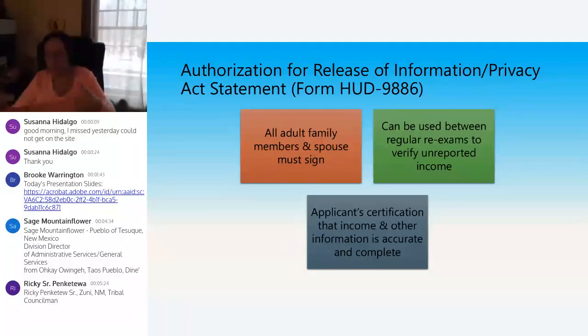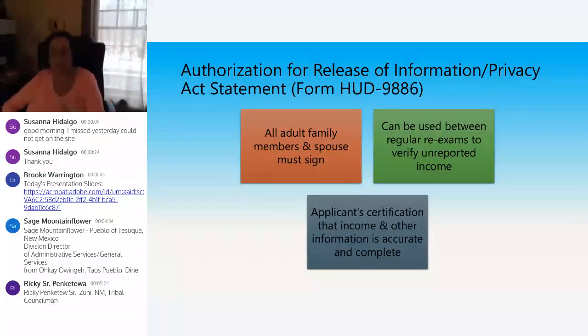Authorization or release of information, Privacy Act statement, that's HUD form 9886. All adult family members and spouse must sign, anybody over the age of 18. So you also need to track the people within the household. Have some kind of jiggler. We used to use 5-year calendars for when one of their children were turning 18 because you're going to need them to come in and sign that form.